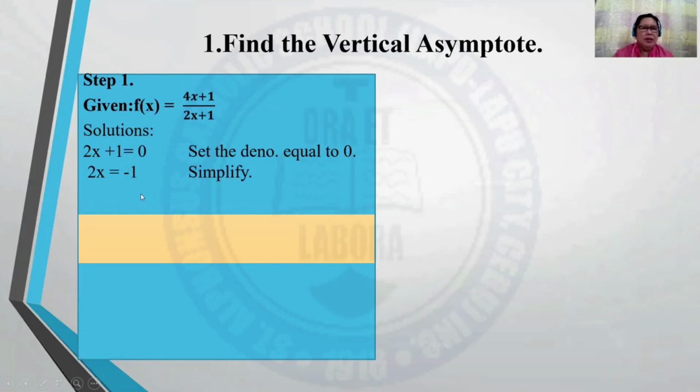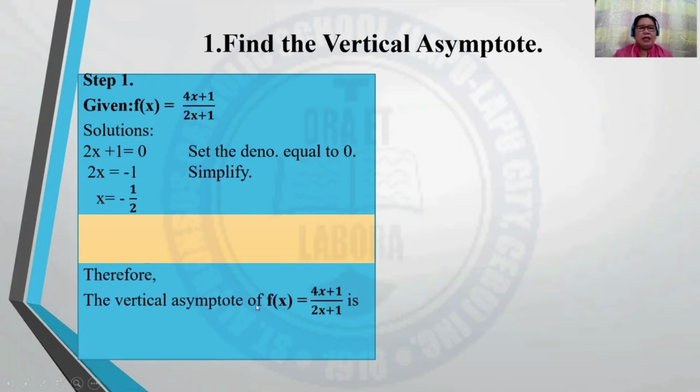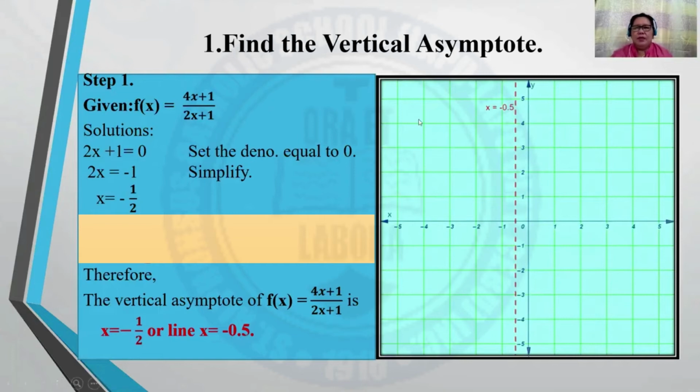Transpose 1, you have negative 1. X is equal to negative 1/2. Therefore, the vertical asymptote of f of x is equal to 4x plus 1 over 2x plus 1 is x is equal to negative 1/2, or line x is equal to negative 0.5. You draw a dotted line or a broken line passing through x is equal to negative 0.5. So that's our vertical asymptote.